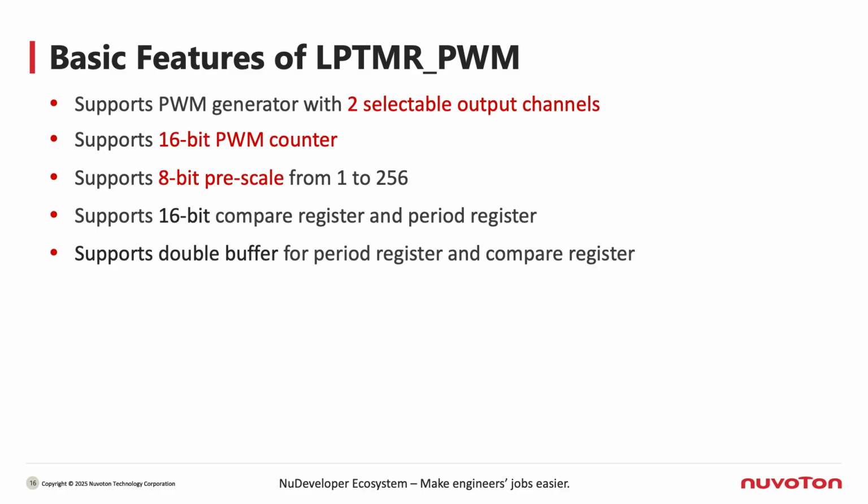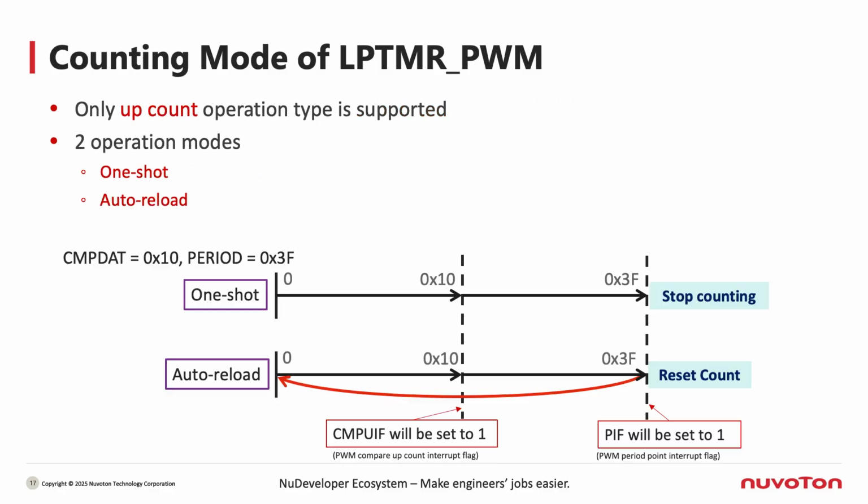The PWM uses a double buffer mechanism, meaning both the compare and period registers have buffer registers to ensure smooth updates. The low power timer PWM only supports upcounting. It has two operation modes, similar to the regular timer. When the counter reaches the period value, it performs different actions. Additionally, the compare value is used to adjust the PWM duty cycle.